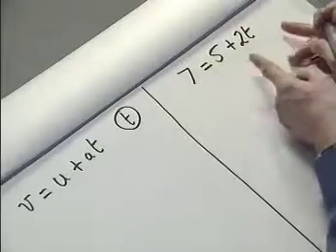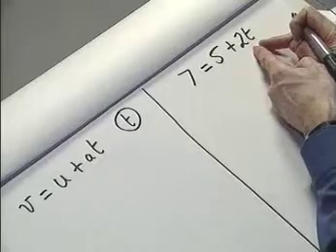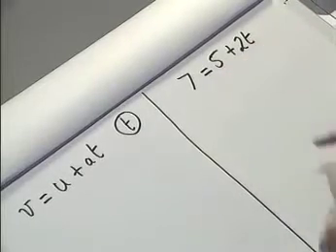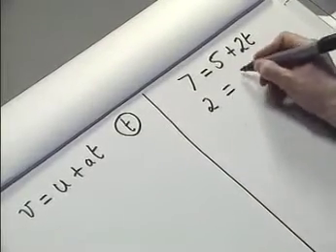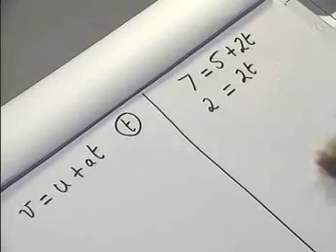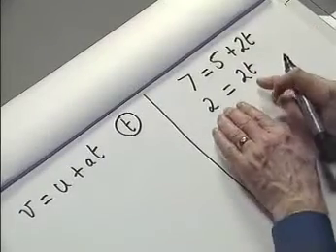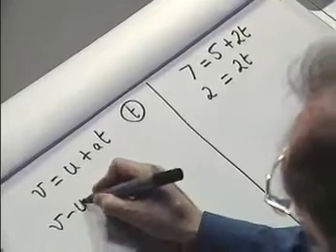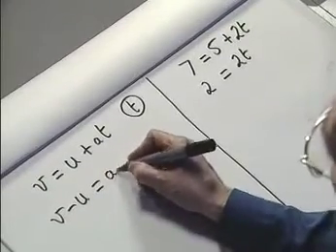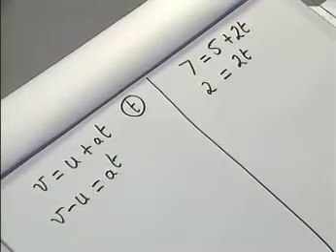Now, what would we do to solve this equation? Well, the first thing we'd try and do is get the t's on their own. And so to do that, we'd take 5 away from each side. So this would be 2 over here equals 2t. Having done that there, let's do it here: v minus u, taking u away from each side.